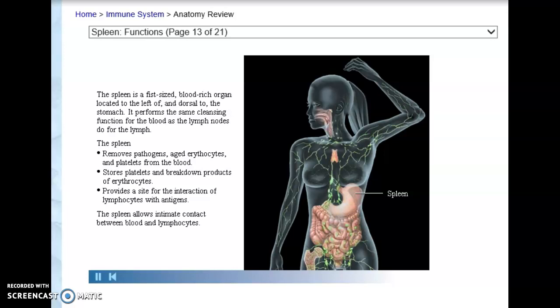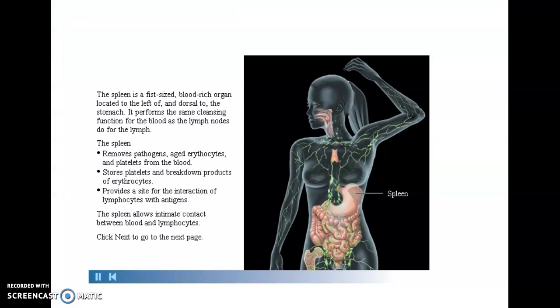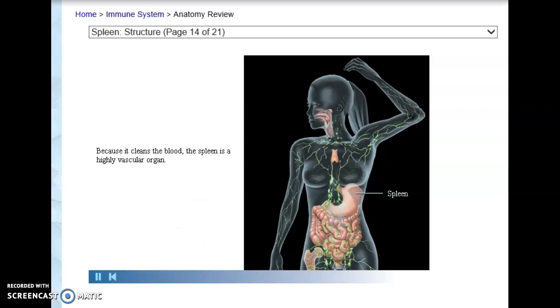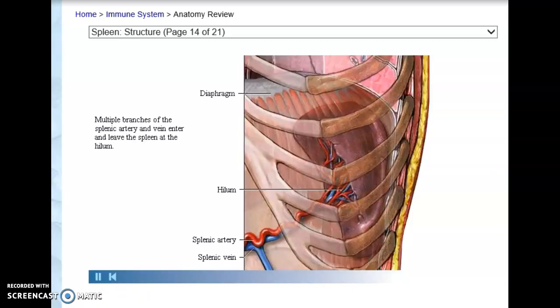As you explore the structure of the spleen, notice how this structure allows intimate contact between blood and lymphocytes, just as the structure of lymph nodes is designed for intimate contact between lymph and lymphocytes. The spleen is a highly vascular organ. Click the spleen to explore its structure. Multiple branches of the splenic artery and vein enter and leave the spleen at the hilum. Click the hilum to see a cross-section of the spleen.